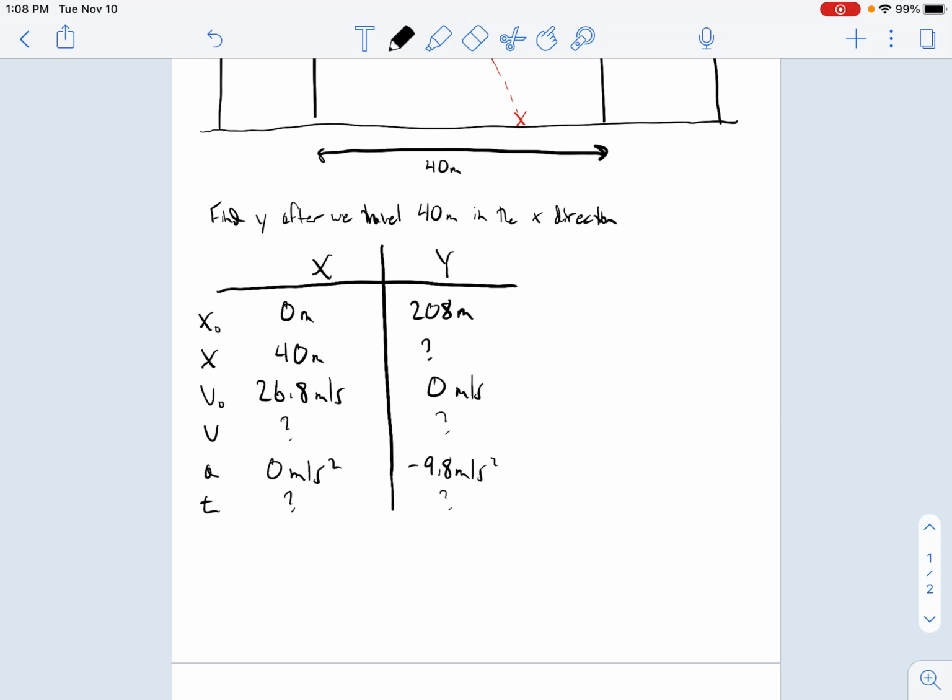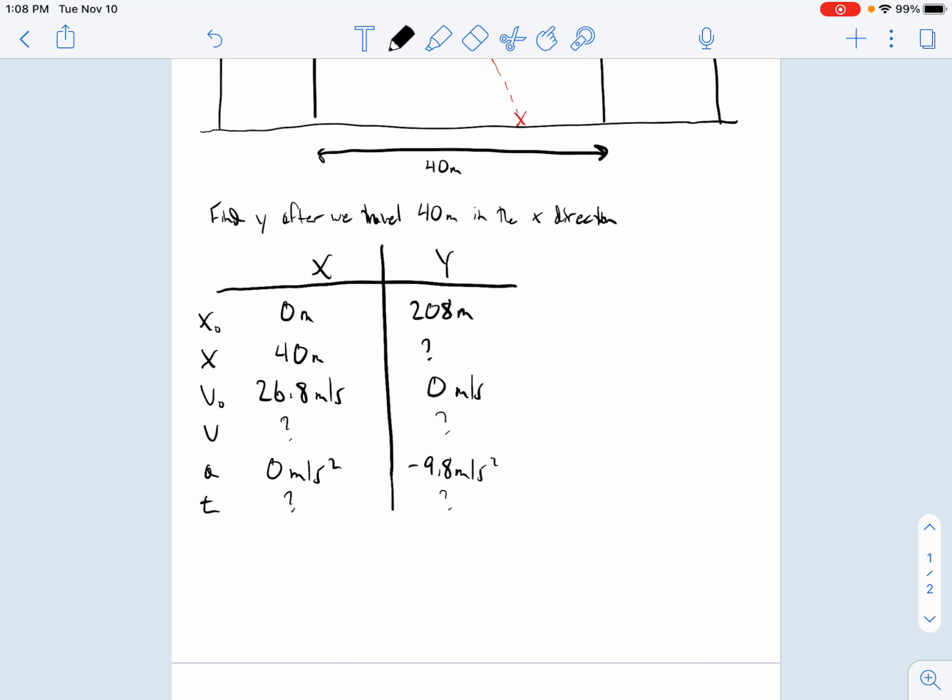So to start, if I take a look at what we have in this XY table here, I know in the y direction, initial height, initial velocity, acceleration. Right now, that's not going to be enough to help me figure out what our final height is. So I'm going to need to know some information about time before I can do that.